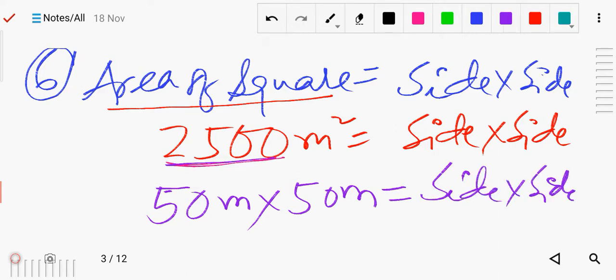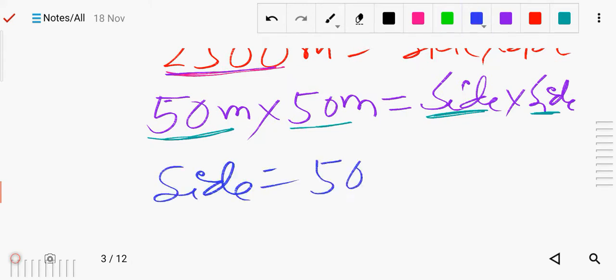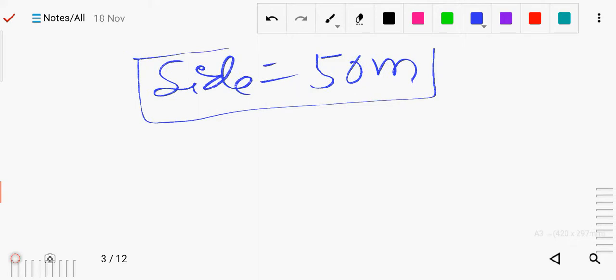So now we can conclude that one side will equal 50 and the other side will equal 50. Okay, so now here we can write side equals 50 meter. So now we got the side of a square. Now we have to find the area and perimeter.